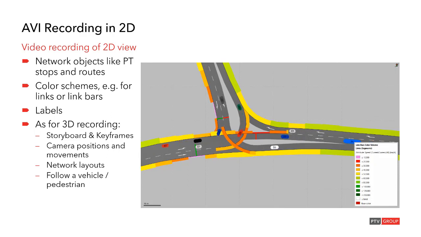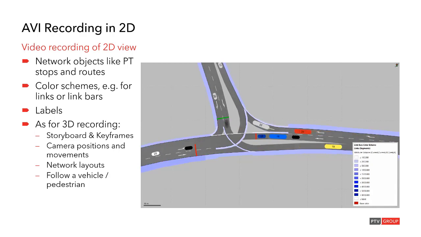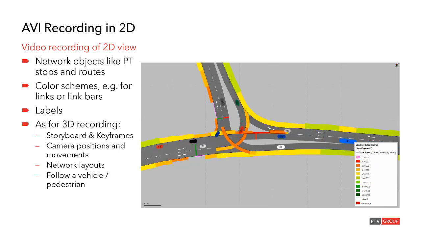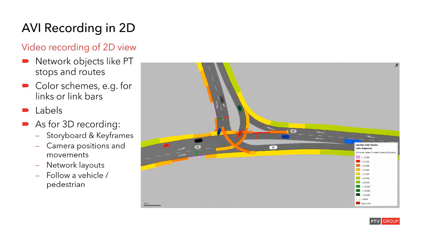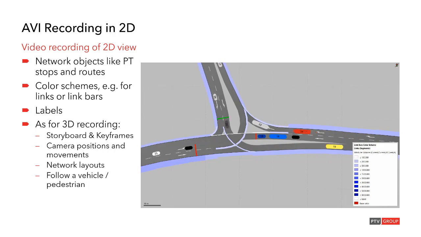And it works like the recording of a 3D video. So you also have a storyboard and keyframes. You can use camera positions, which is basically zoom positions in the network and movements between those. You can use different network layouts, and you can even follow a vehicle or a pedestrian in a keyframe so that this vehicle or pedestrian is automatically kept in the middle of the video.